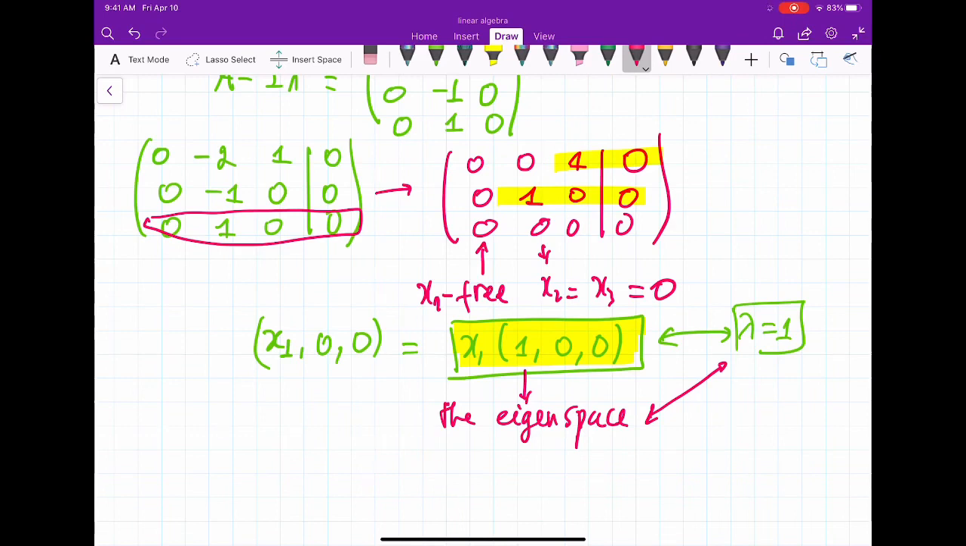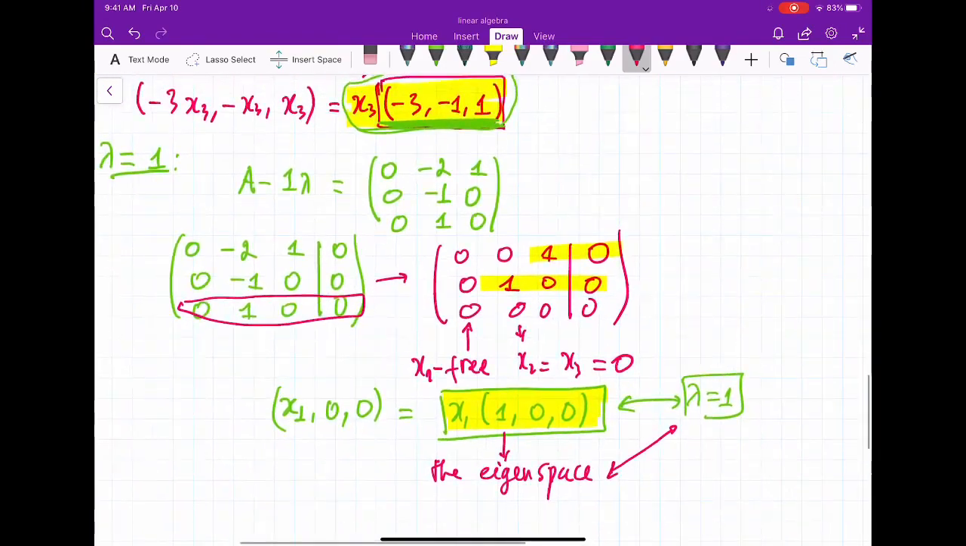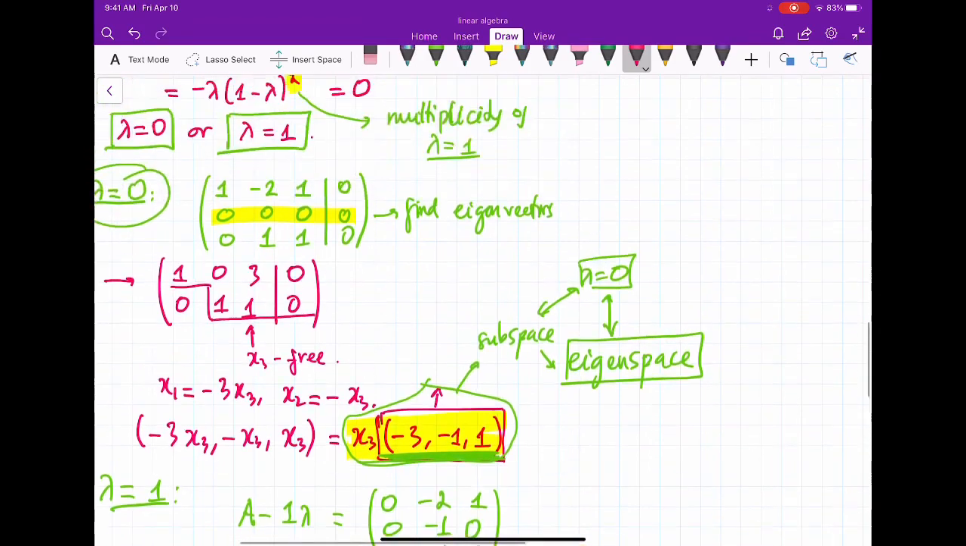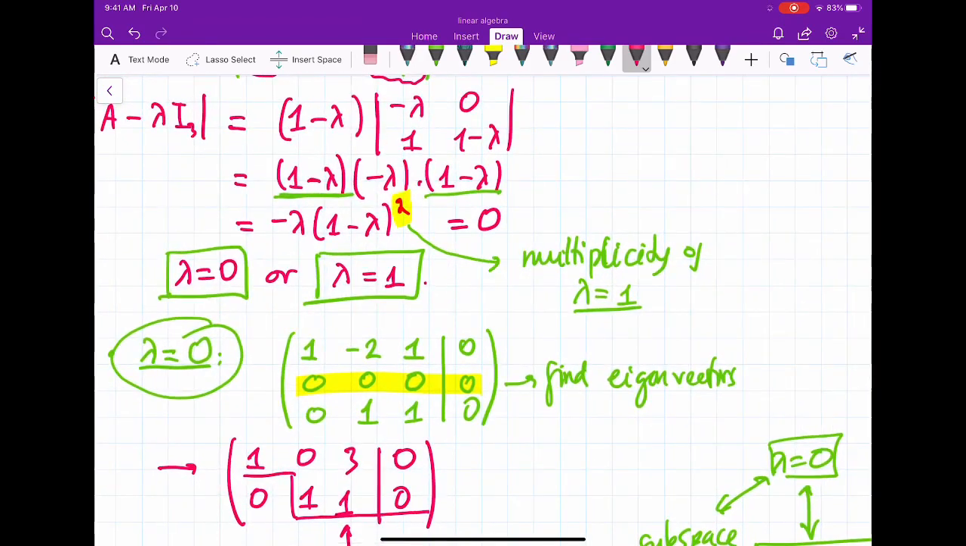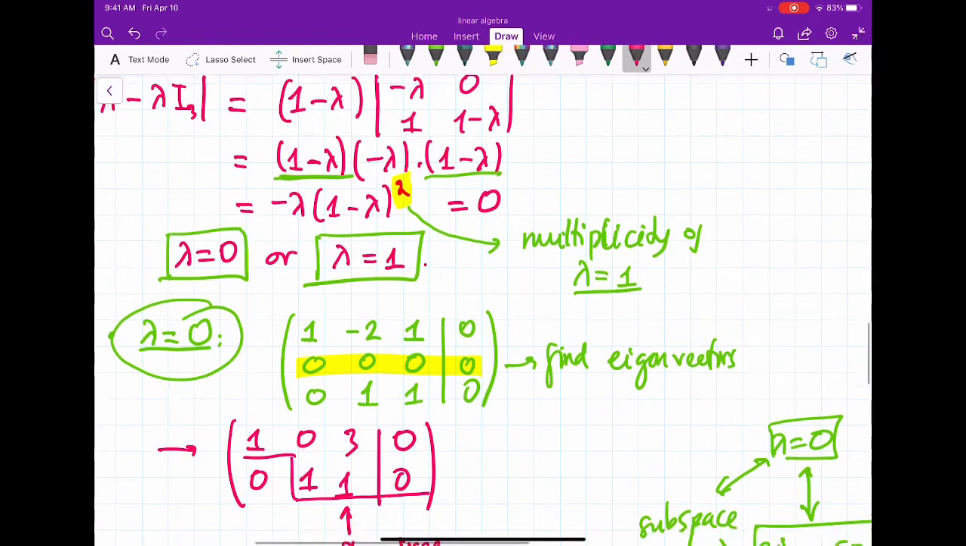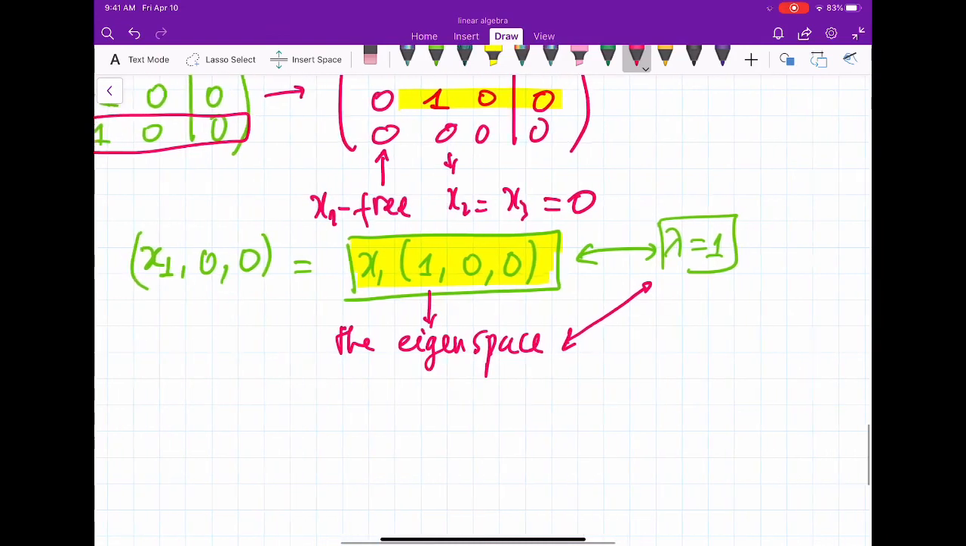Makes sense? The interesting thing is this. Given that the multiplicity of lambda is 2, you see? Multiplicity of lambda is 2. But corresponding to lambda, the eigenspace has dimension only 1. You see that? The dimension of the eigenspace is not always the same as the multiplicity of that eigenvalue. Don't forget that. Okay?